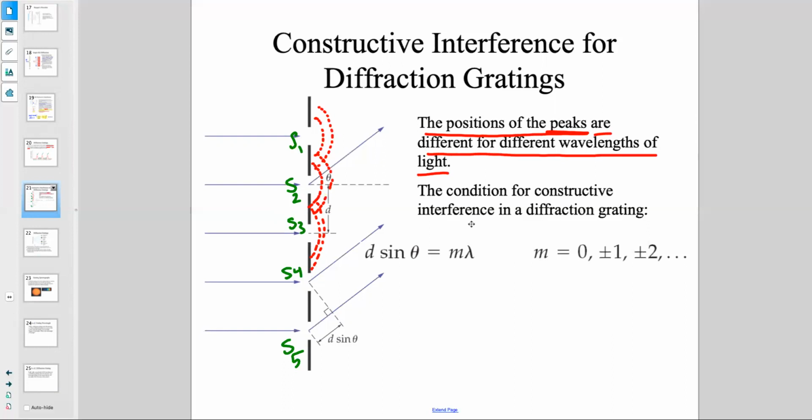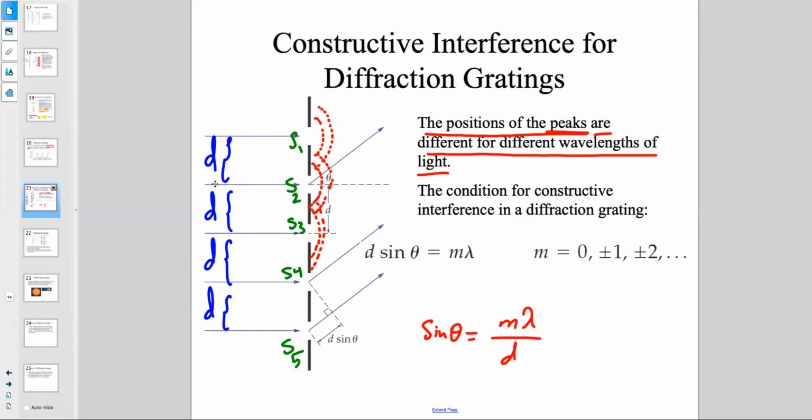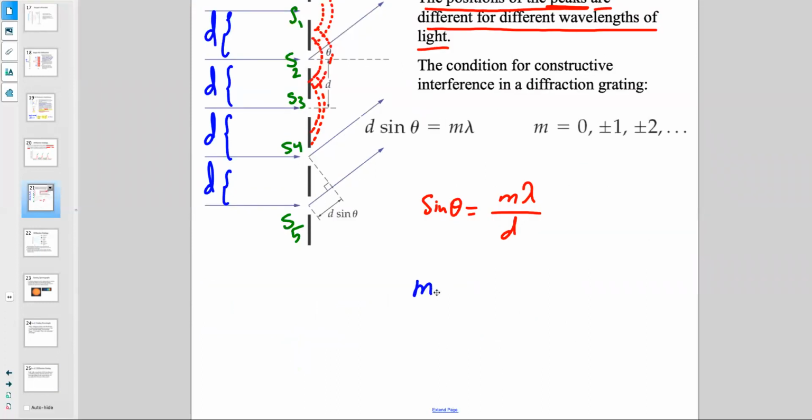The condition for constructive interference in the diffraction grating is that sine theta equals m lambda over d, and d is this distance between one slit and the other. So this is d. And in this, because this will be symmetric, m is either 0, plus and minus 1, plus and minus 2, and so on and so forth.